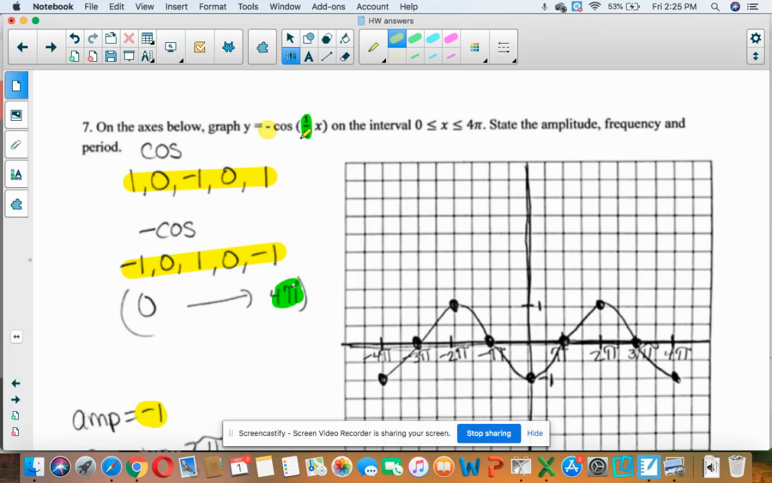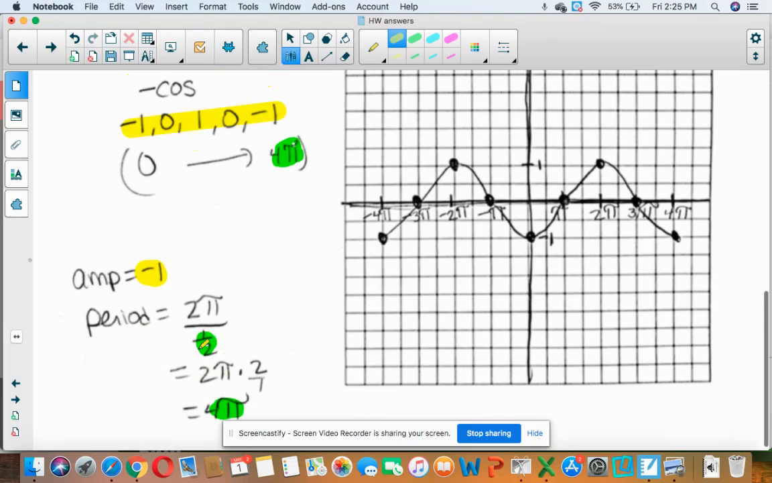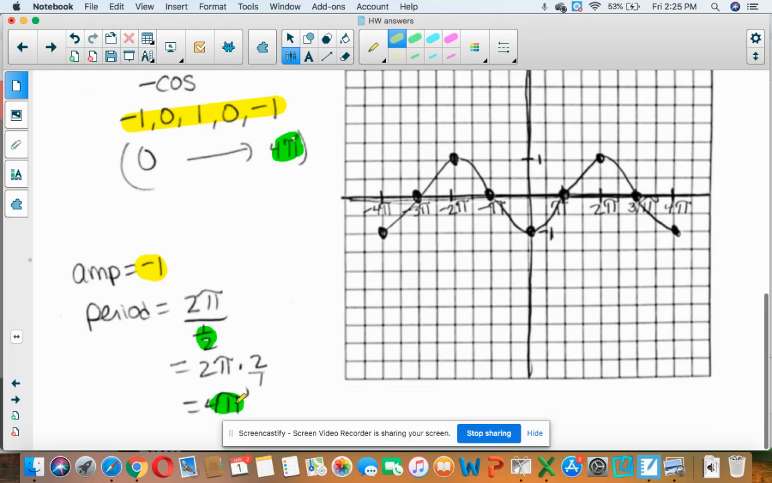Now this 1/2 is my B value. So I do want to find the period. The period is 2 pi over B. So 2 pi over 1/2. Remember, when I'm dividing and I have a fraction, I change to multiplication and I flip this 1/2 to 2 over 1. So it's really 4 pi. So all of these critical values are occurring between 0 and 4 pi.